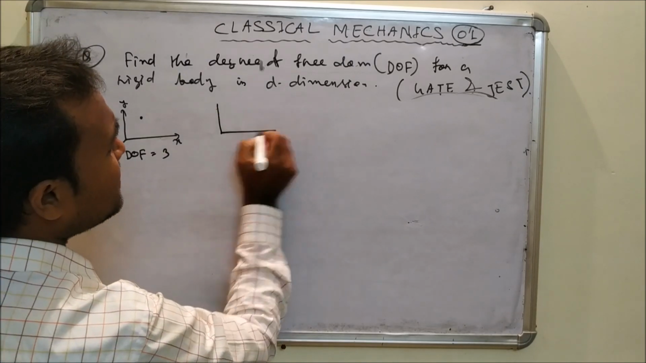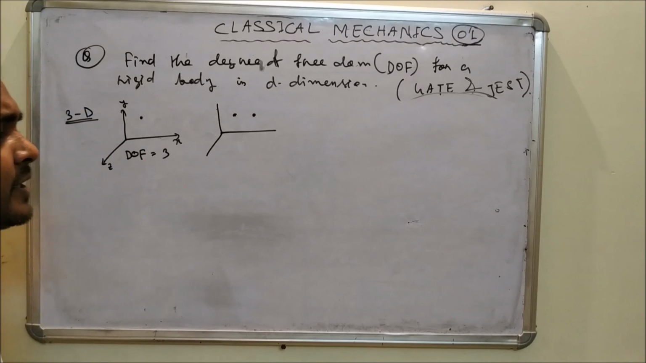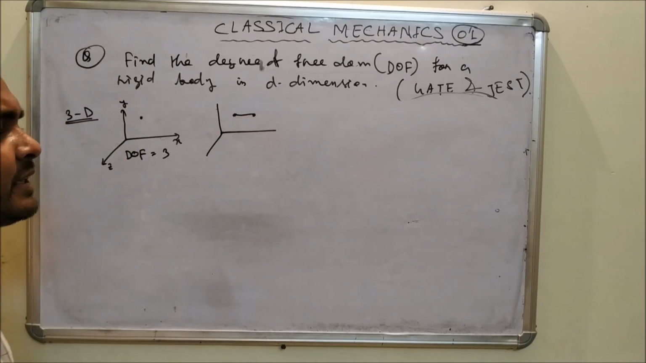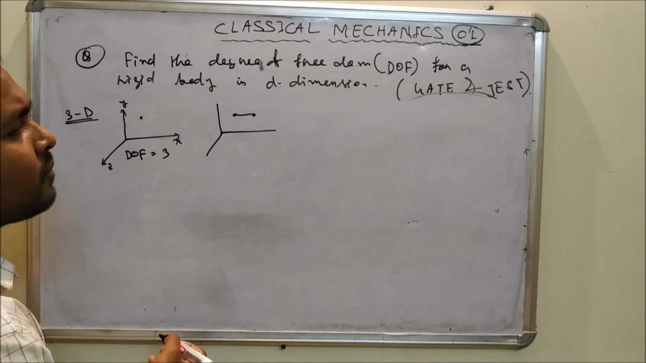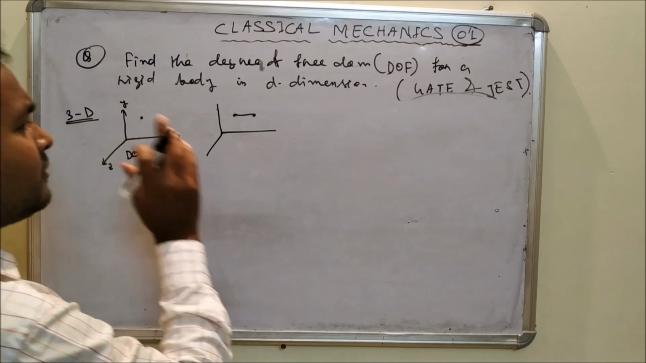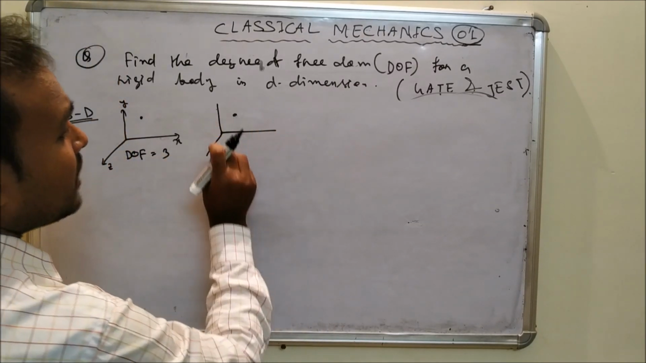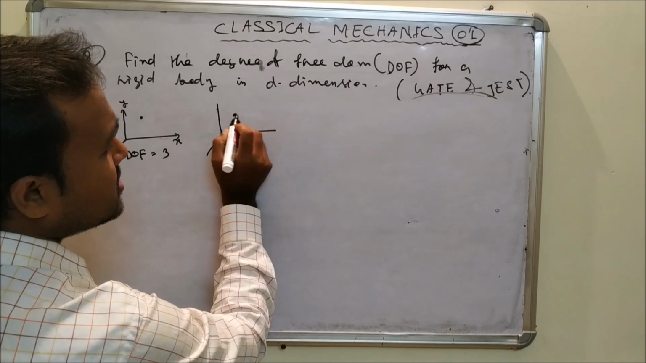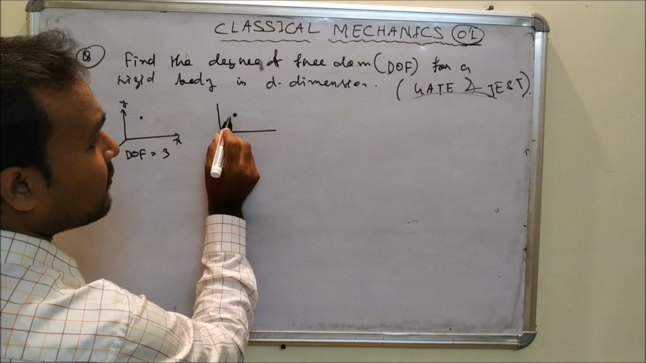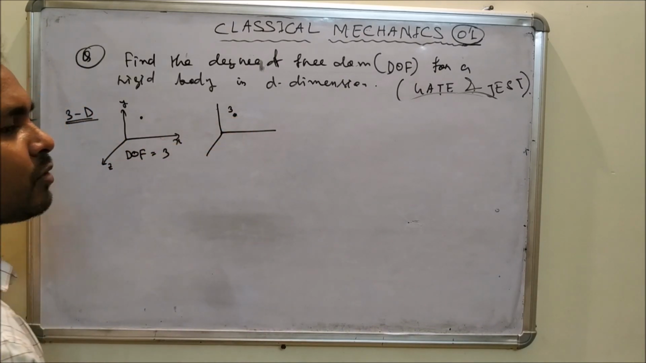In the same 3D case, if I take two particles and attach them by a string or something like this, what will be the degree of freedom for these two particles in 3D? The easiest process is to count first, because we have two particles. First count the individual degree of freedom for the first particle; we got 3. So here I am writing 3 for this particle.